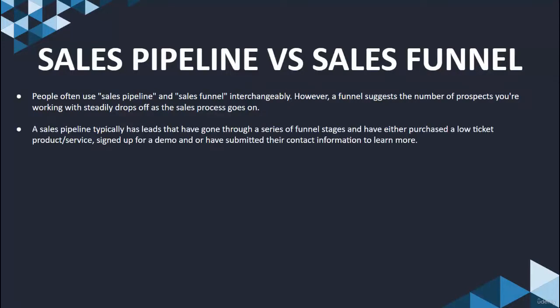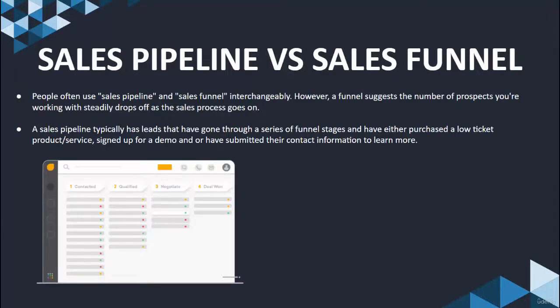And with a sales pipeline, that typically is a process where leads have gone through the series of funnel stages. They have either purchased a low ticket product or service, they've signed up for a demo, or have submitted their contact information to learn more. So once they've done any one of those things, they're moved into a sales pipeline so that they can get to that next step in that pipeline. Because a sales funnel is just trying to get people interested, trying to get people to become aware, trying to get people to take different micro conversions.